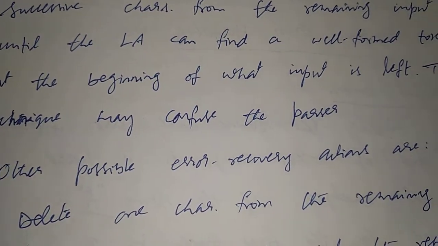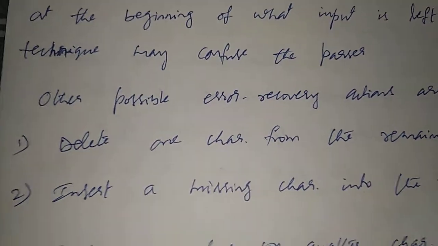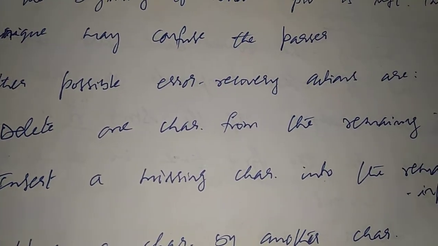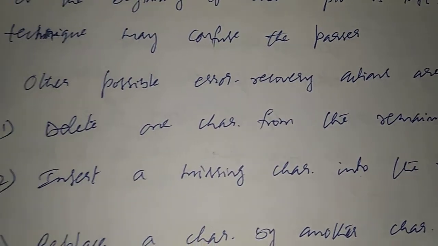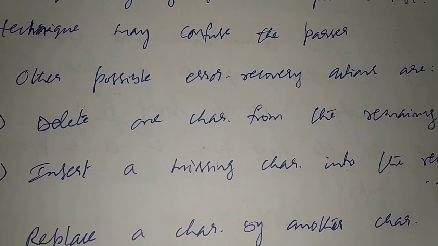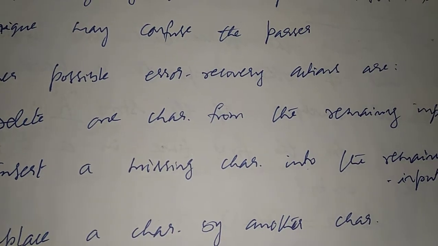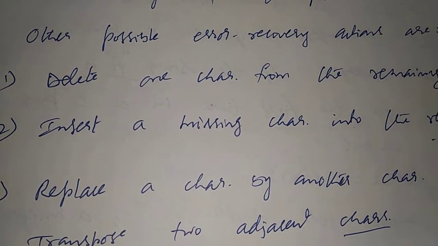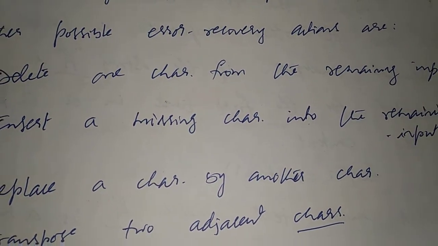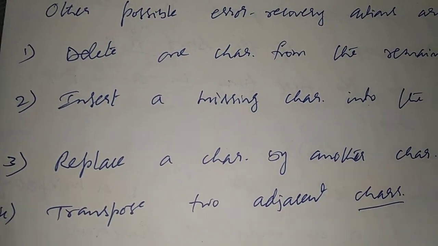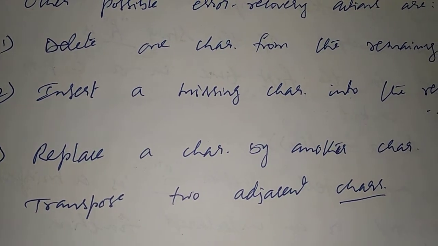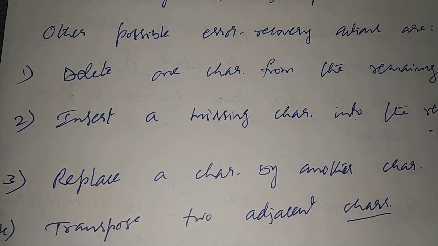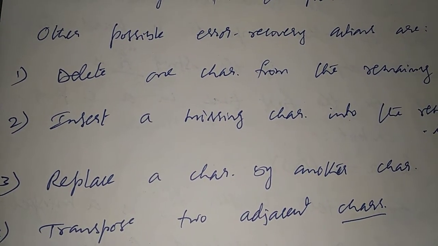Other possible error recovery actions are, we have 4 different types. Delete, which deletes one character from the remaining input. The second one is insert, inserting a missing character into the remaining input. The third one is replacing a character by another character. And the fourth one is transpose two adjacent characters. So these are the different types of other error recovery actions.